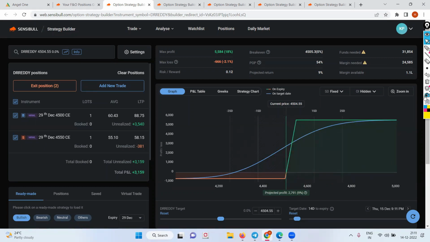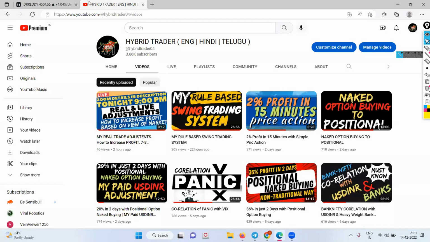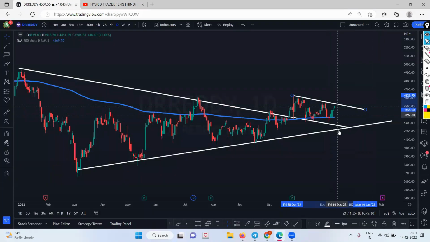But if someone says that, okay, the market can retrace, let me take you to my chart. Okay, this is very important, guys. I'll show you everything. So this is my Dr. Reddy. I might have taken the trade when the price was here. Now it went up. So I know there is a critical resistance based on my price action.